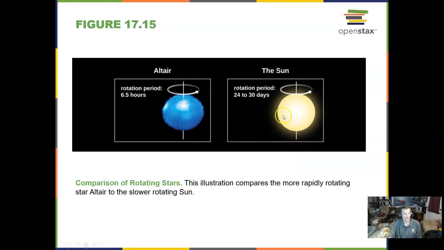The sun rotates in about a month, 4 weeks or so. It doesn't rotate like a solid body, so it's different depending on where you are on the sun. The rotational period of the star Altair is 6.5 hours.